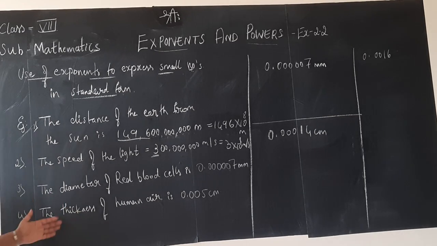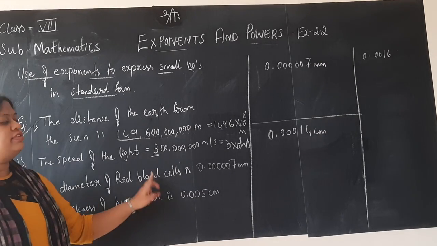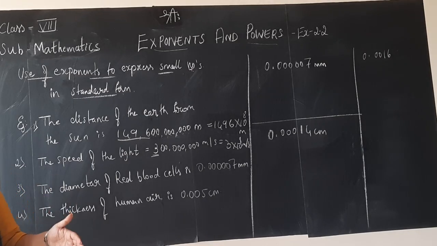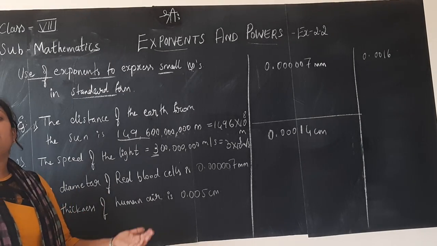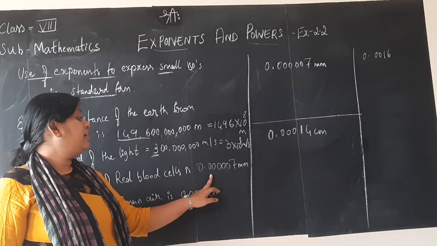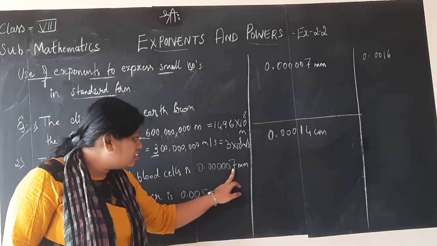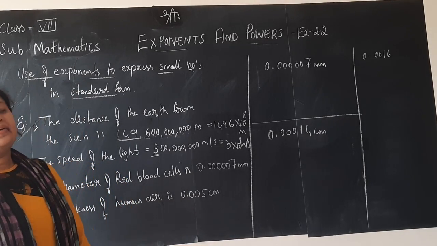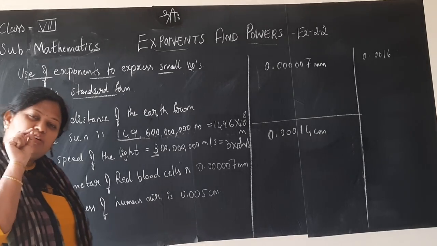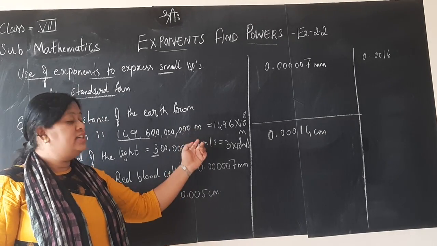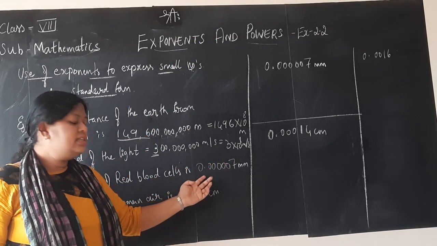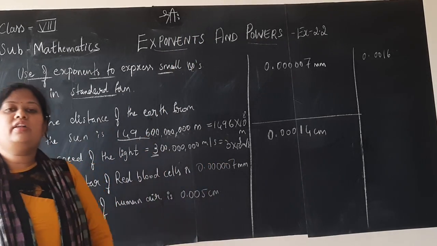Smaller numbers, for example, I have chosen here the diameter of the red blood cells. You know that our blood consists of RBC and WBC, red blood corpuscles and white blood corpuscles. They even say the term cells, red blood cells, white blood cells. So the diameter of that red blood cell is 0.000007 millimeter. Now this is too small a value, isn't it? The diameter of the red blood cell is too small, whereas the distance from earth to the sun is a very huge distance. It is a big number, whereas the diameter of the red blood cell is a small number.